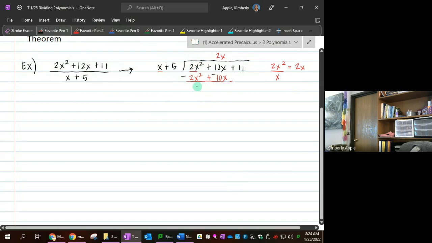2x squared minus 2x squared is nothing. 12x minus 10x is going to give me 2x. Then I'm going to bring down the next term. Now I'm going to take the x again, the first thing, and divide it into this first thing. So here's my scratch work for that. 2x divided by x is 2. So that's going to go right here.